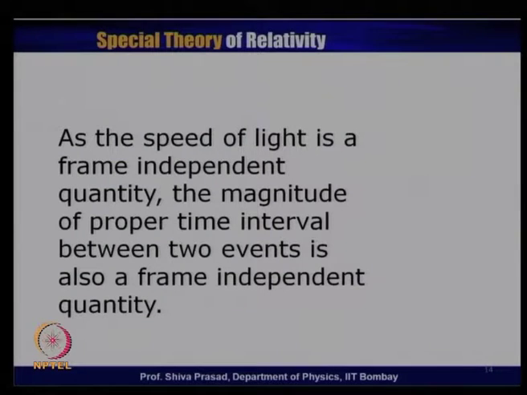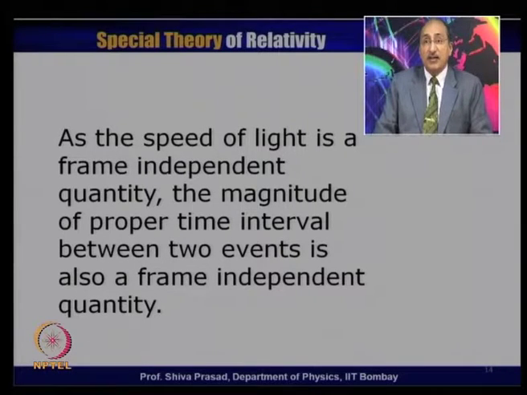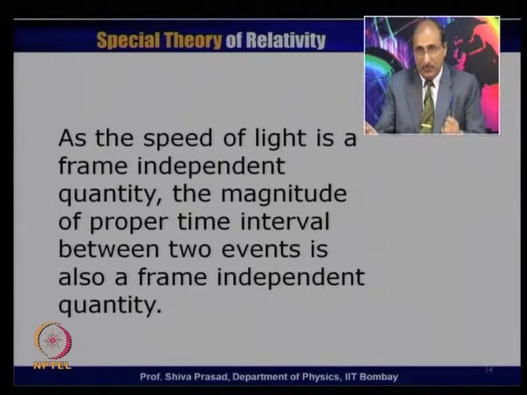As the speed of light is a frame independent quantity, the magnitude of the proper time interval between these two events will also be a frame independent quantity. It means the proper time interval between these two events would not change if I use this particular definition to find out the proper time interval, because the speed of light does not depend on the frame of reference.